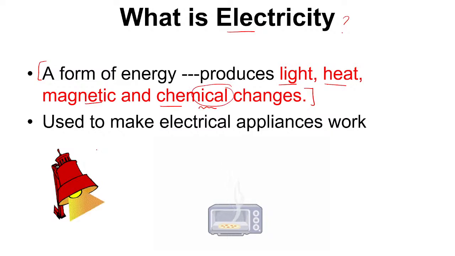As I already told you, it is used to run electrical appliances. For example, electricity is used for lighting purposes such as bulb, lamp, LEDs, tube lights. It is used for heating purposes such as oven, geyser, hot plates. So these are the various effects of electricity.